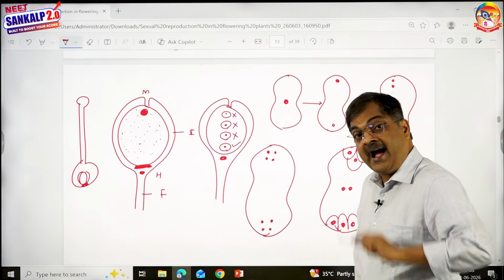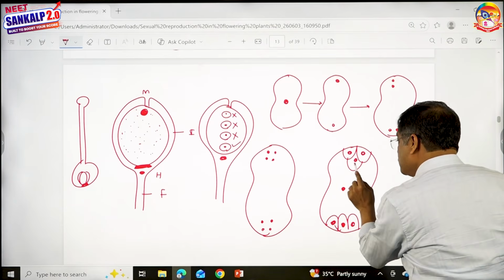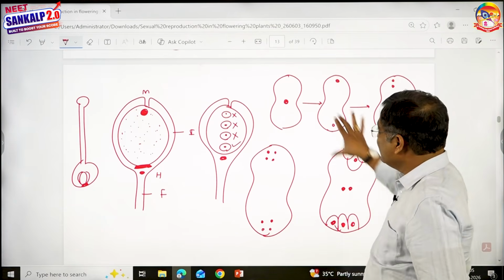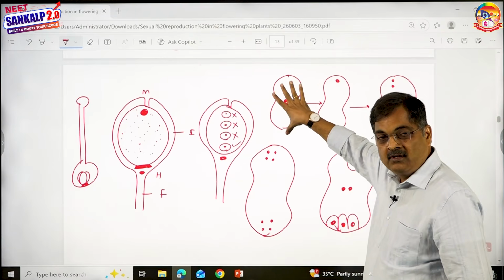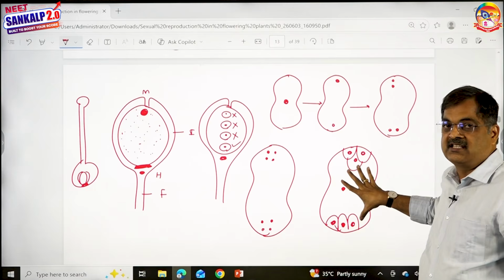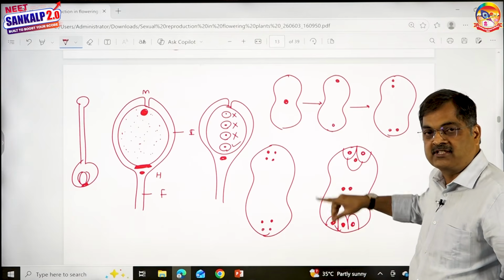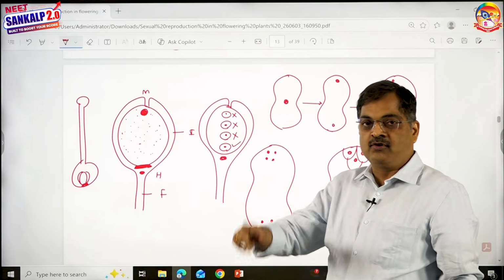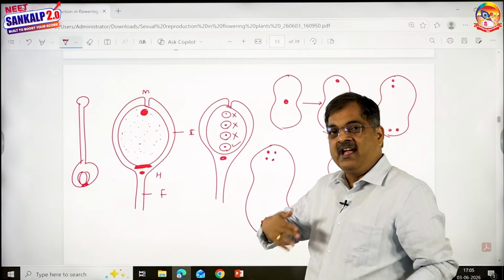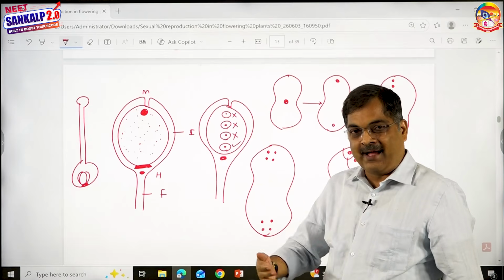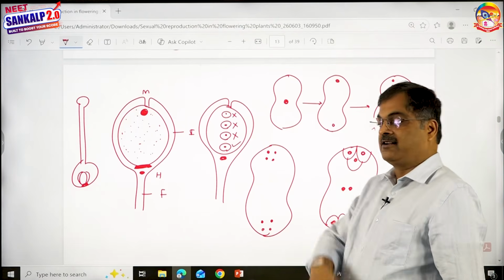How many nuclei are there? 1, 2, 3, 4, 5, 6, 7, 8. All this is developing from the megaspore. What should the spore give rise to? Gametophyte. Can I call this the female gametophyte or embryo sac? Yes. It contains 7 cells and 8 nuclei. Then the 7-celled, 8-nucleated structure is said to be the female gametophyte or embryo sac.